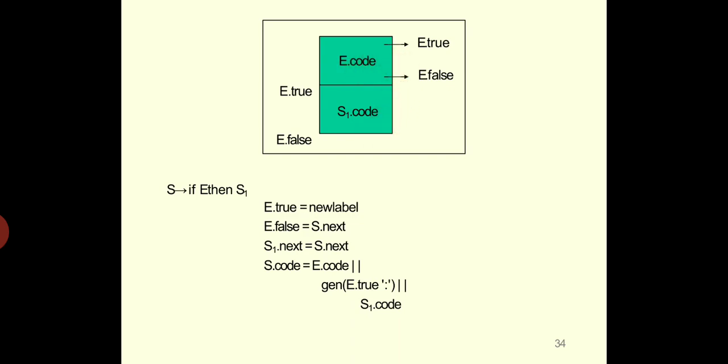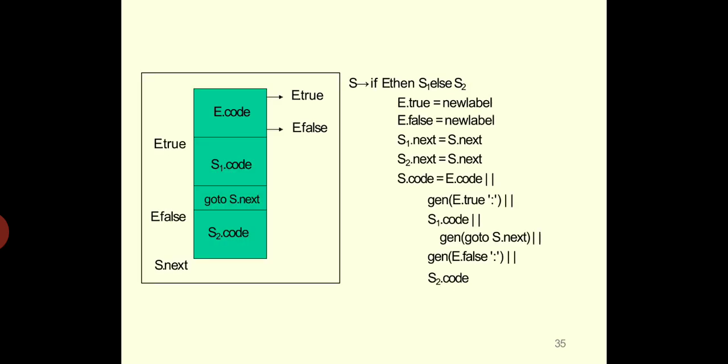So that will be the code corresponding to the statement S. If E then S1. Another one is if E then S1 else S2. So here an expression will be there. The code will have two labels, E dot true and E dot false. If E dot code is true, it will go to S1, so here S1 dot code. If it is false, it will go to the S2 dot code.